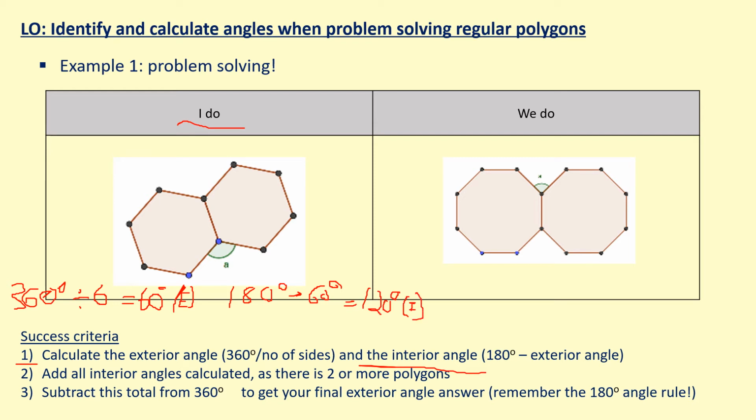Now, these are skills that we've already practiced in the prior 2 lessons. What we must do now is add, which we're all good at, all the interior angles calculated. When I say all, it's because there are 2 polygons. There are going to be 2 interior angles of 120. So we must do 120 plus 120. That's going to give us 240.